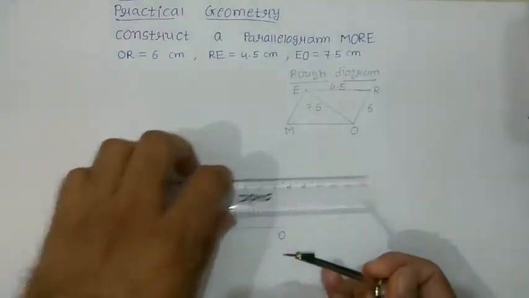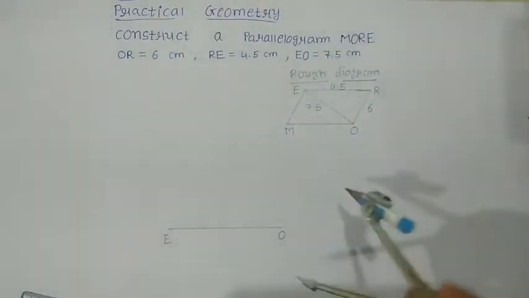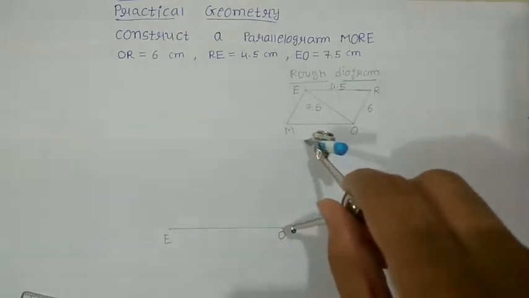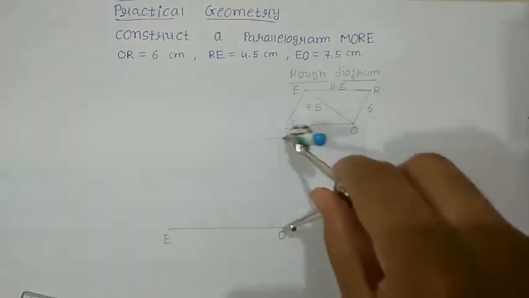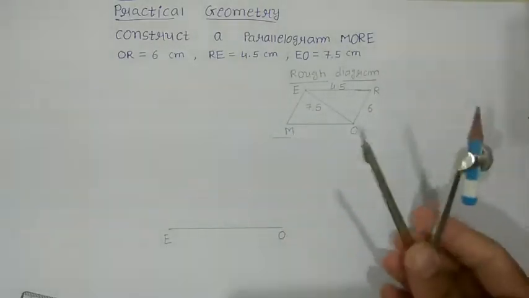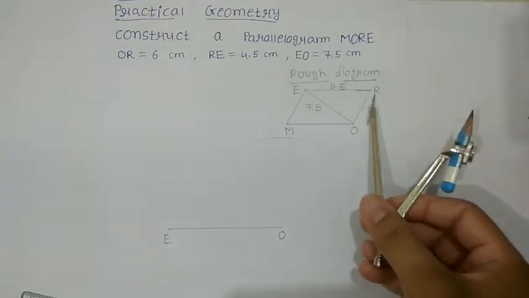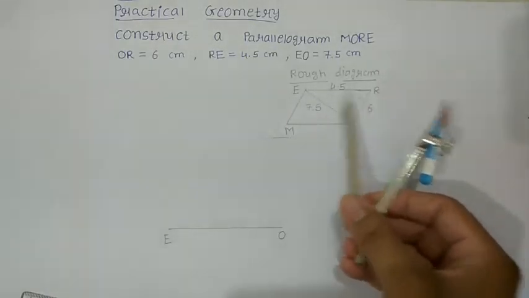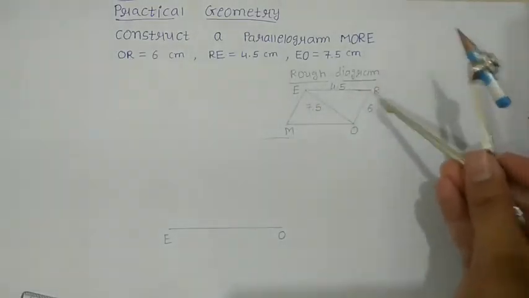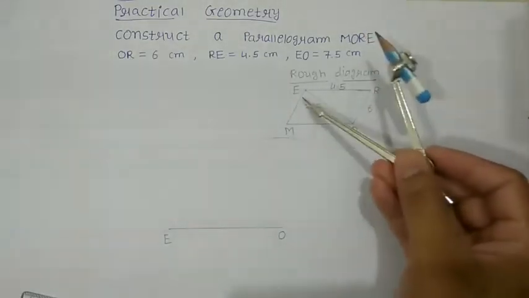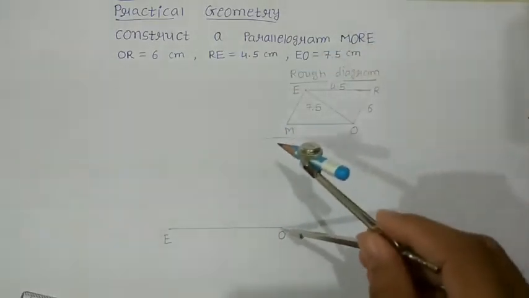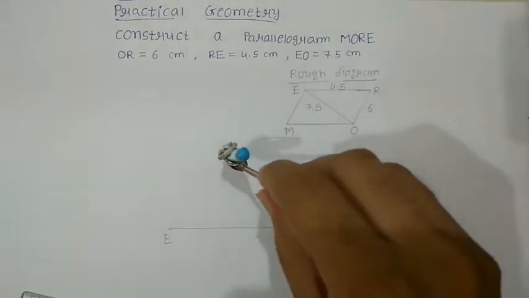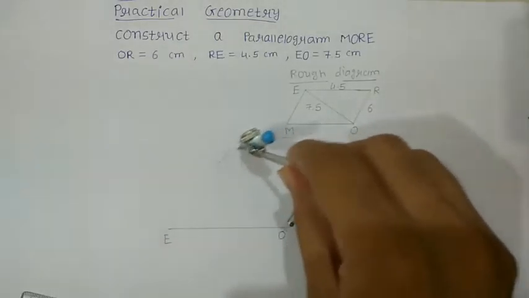Okay, now what we have to do? Make an arc from this O point here in this direction. Okay, now this R is also at 4.5 centimeter from the E point, right? R is 4.5 centimeter away from the E point. So here we have to extend this arc because we get this point nearby here, right?